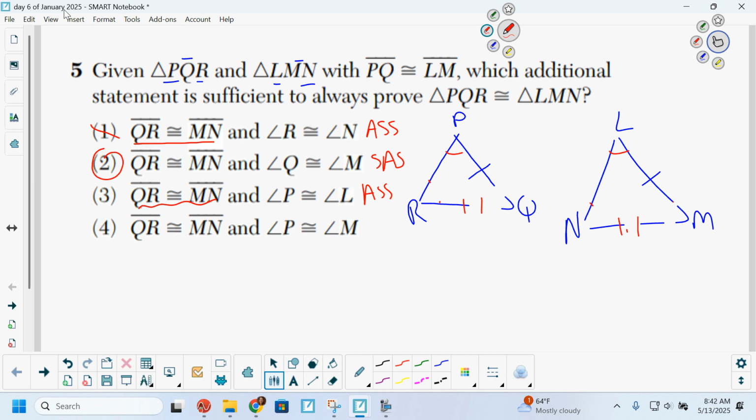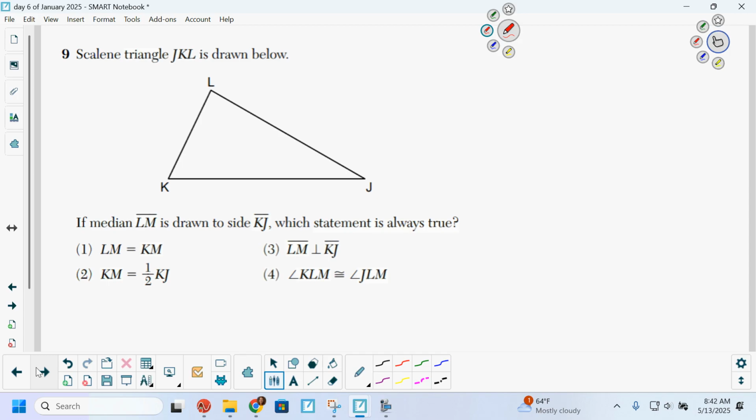And then the last one has angle P being congruent to angle M. Well, that doesn't work because P needs to be congruent to L and Q needs to be congruent to M. So this is just wrong in general. So definitely choice 2. All right, 9.